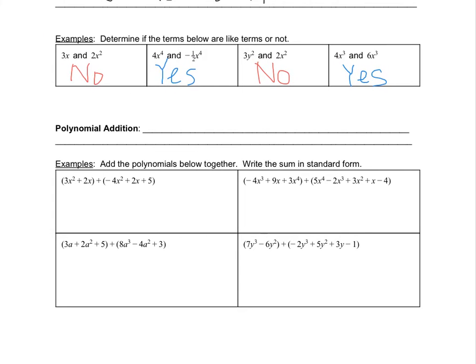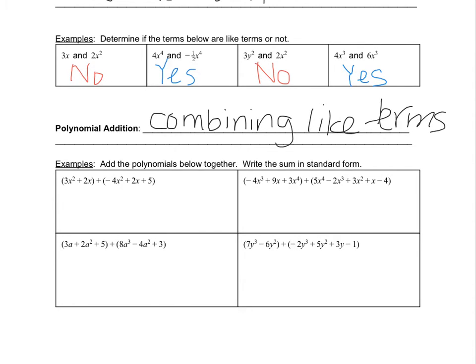So when we do polynomial addition, really this is just combining like terms, which you've done before. That's supposed to be a t, terms. Alright, so we're going to add the polynomials together by combining like terms, and then we're going to write them in standard form. I'm going to look for like terms. So I can see that I have a 3x squared right here. And I'm going to look for any other terms with an x squared. And I can see that there's this minus 4x squared here. So 3x squared combined with minus 4x squared, that's minus 1x squared.